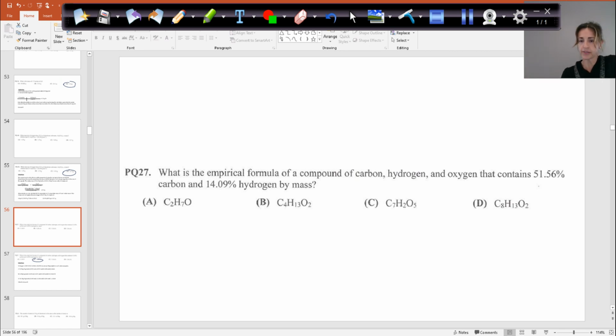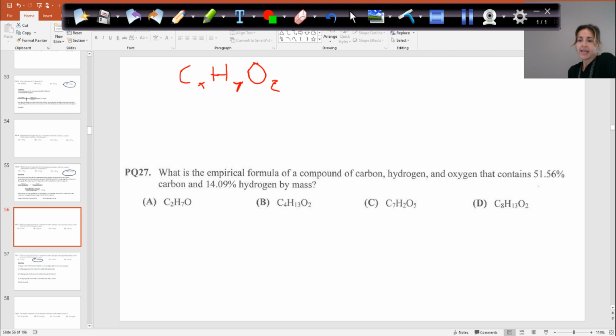So we have a compound that contains carbon, hydrogen, and oxygen, right? And basically, finding the empirical formula means finding the smallest whole number ratio. So X, Y, and Z. And what are these X, Y, and Z's? They are basically the atom-to-atom ratio if you're dealing with one molecule, or they are the mole-to-mole ratios if you're dealing with 1 mole of substance.